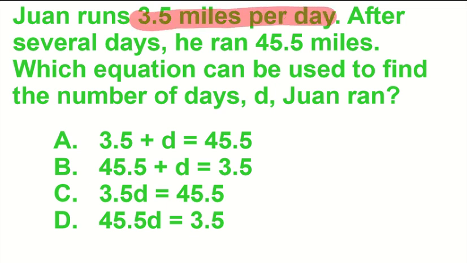It's 3.5 miles per day. What that means is the miles, in this case 3.5, are being multiplied by the days. The days are right here, D, so that means we got the 3.5D in our equation. And the 45.5 is a total, so that's what it would be equal to. Okay, any questions on that? Definitely going to see ones like that on your check-in where it gives you a scenario, you gotta say which equation matches.